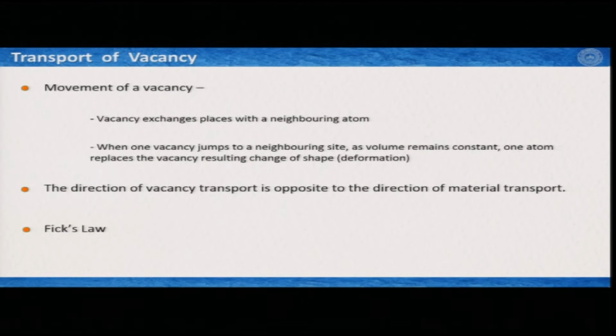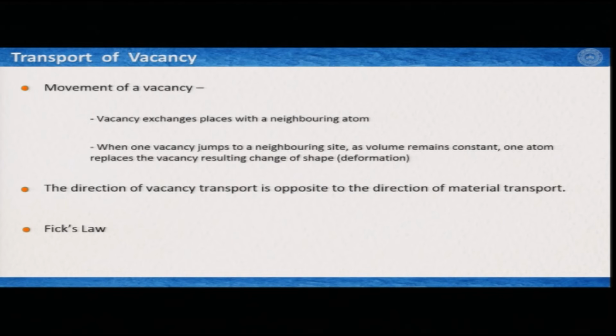Now, transport of the vacancies, we know that the vacancy exchanges places with the neighboring atom, we learnt about it, and when one vacancy jumps to a neighboring site, the volume does not change, the density remains constant. So, one atom replaces the vacancy, resulting in the change of the shape, and therefore, we achieve the deformation. We talked about it many times. The direction of vacancy transport is opposite to the direction of the material transport, this we also have learnt. And here Fick's law is important, where flux is directly proportional to the concentration gradient of the material we are talking about.